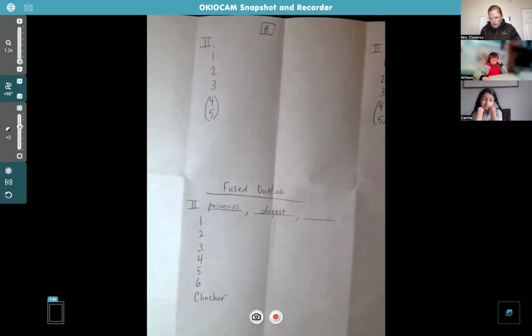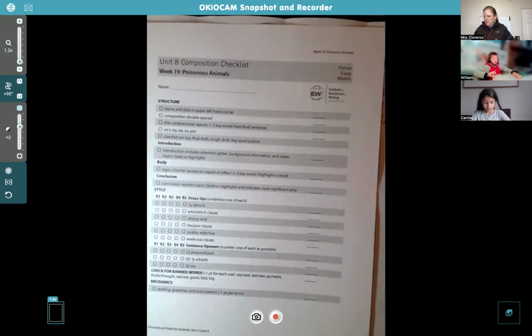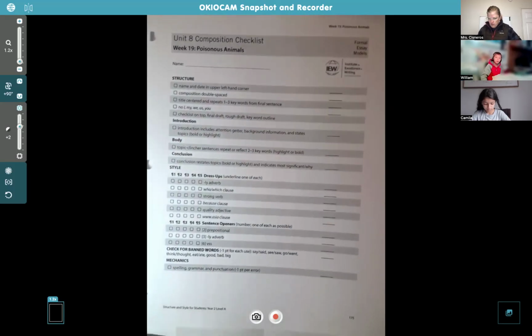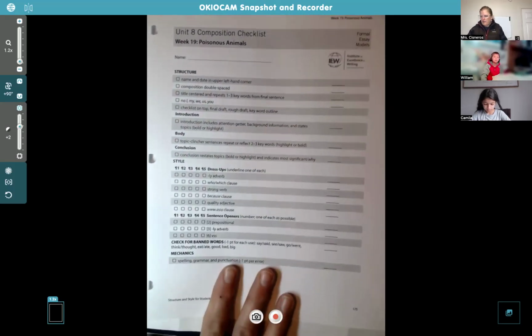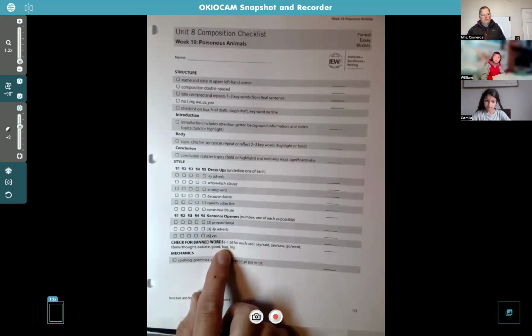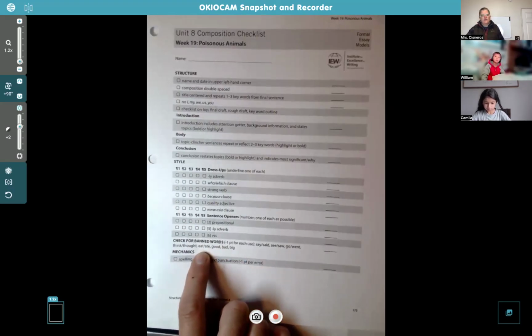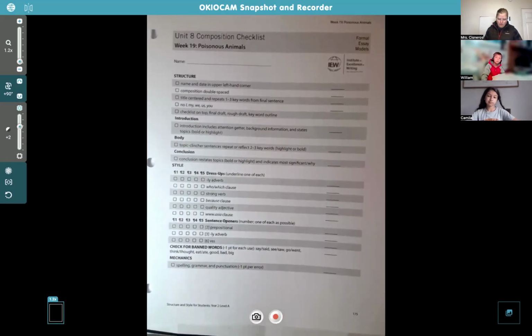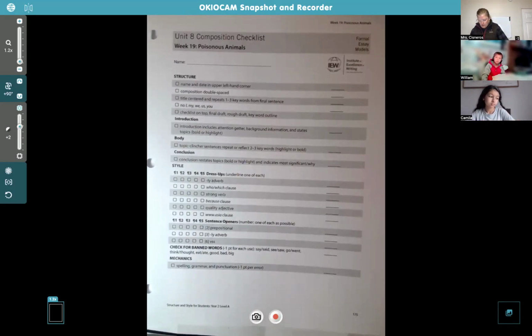Oh, really quick. Let's look at the checklist. Some of you, not too bad, but just don't forget that you can't use those banned words. They're getting harder. This is tempting to use those. Watch out for those banned words. And make sure you don't use big. That's a new banned word that we have here on our checklist, but good and bad, eat, ate, watch out for those because you're talking about people eating these animals. So you want to make sure you don't include that.